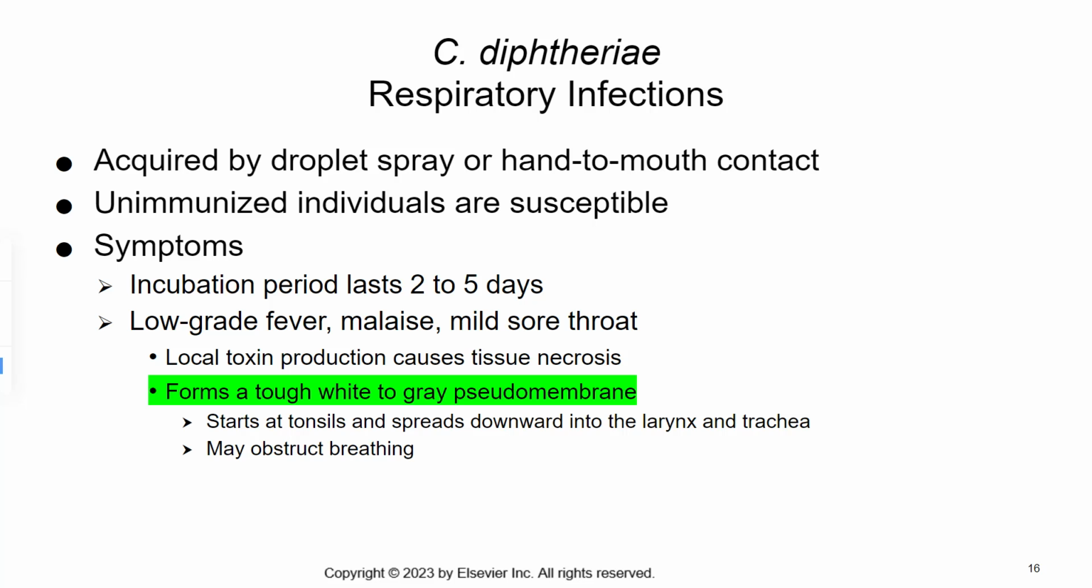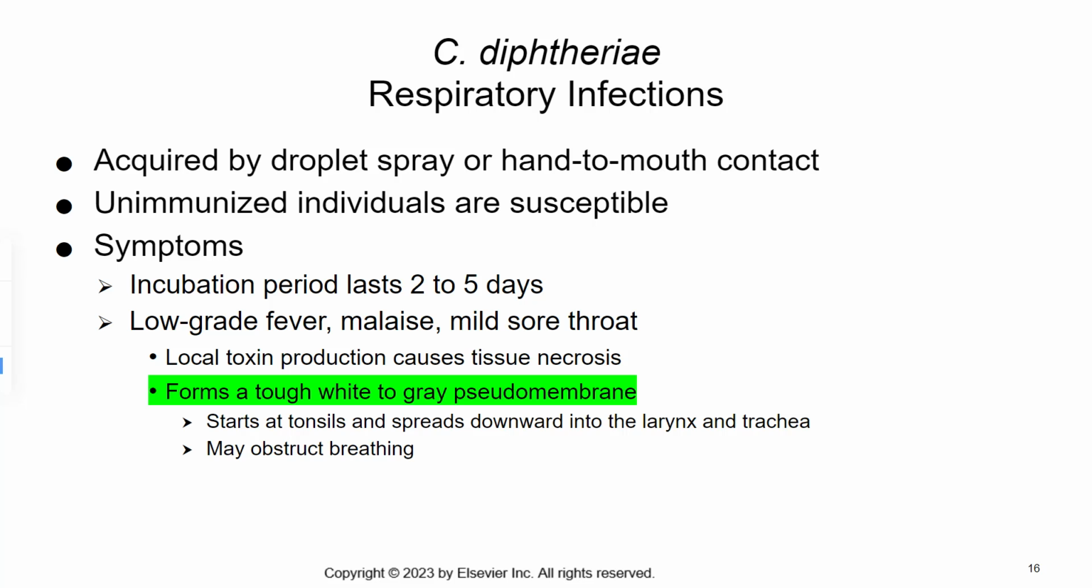Diphtheria is acquired by droplet spray or hand-to-mouth contact. Unimmunized individuals are susceptible. The incubation period, so before you start to show symptoms after you've been exposed, is about 2 to 5 days. It starts with a low-grade fever, malaise, and mild sore throat. Local toxin production causes tissue necrosis, and that forms a tough white to gray pseudomembrane. I've highlighted this because this is the main symptom that differentiates diphtheria from most other respiratory infections or throat infections. It starts at the tonsils and spreads downward into the larynx and trachea.